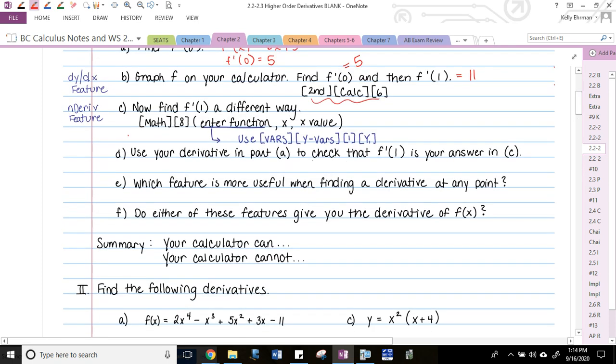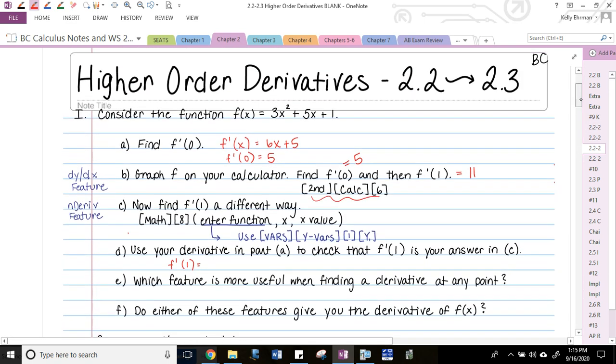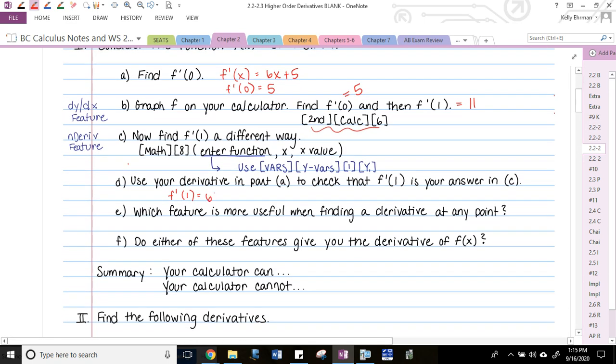Use your derivative in part A to check that f prime of 1 is your answer in C. So our calculator is telling us 11. Does that check with what we have algebraically? So f prime of 1 is equal to 6 times 1 plus 5. So yeah, it checks out.